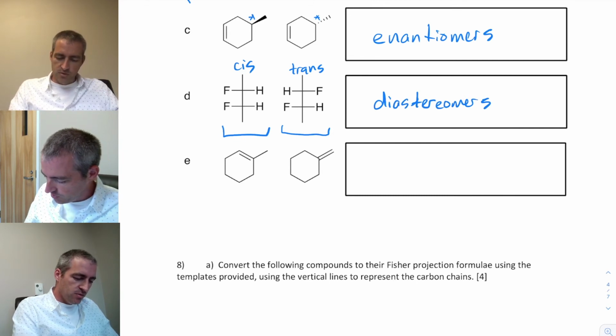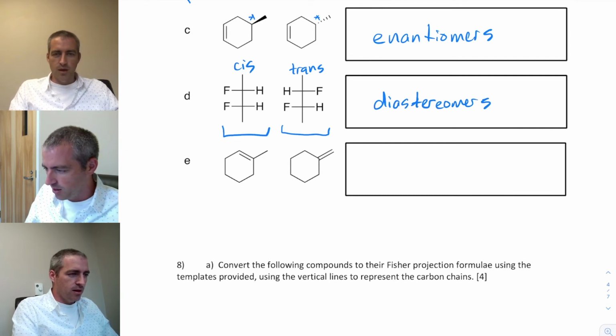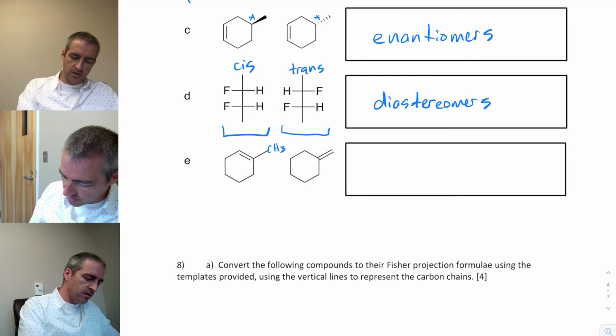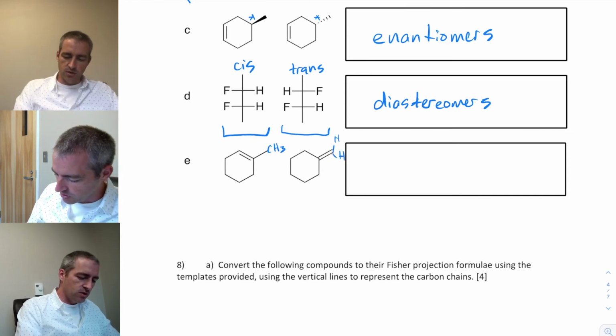Next, we have two molecules with the double bond in different positions. The connectivity of atoms in this case is fundamentally different, right? This one has a CH3, this one has a CH2. So these ones would be constitutional isomers.